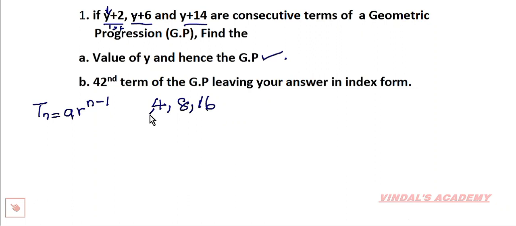Now, our first term is A. This one represents our A. We call it the first term. And R, you know what R is. It's going to be the second term divided by first term, which is going to be 2.